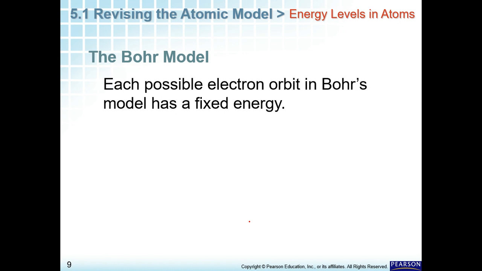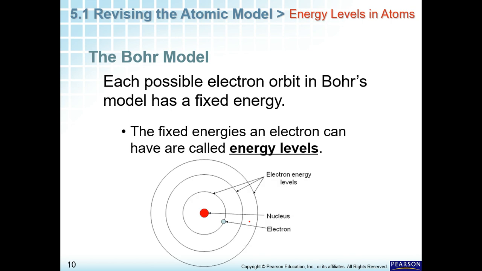Now, each possible orbit has a fixed amount of energy, and these fixed amounts of energy are called energy levels. So the first orbit or ring is energy level 1, the second ring is energy level 2, and the third one is energy level 3. Please note that electrons are found in energy levels, so they're going to be located on the ring. You're not going to see an electron between energy levels.